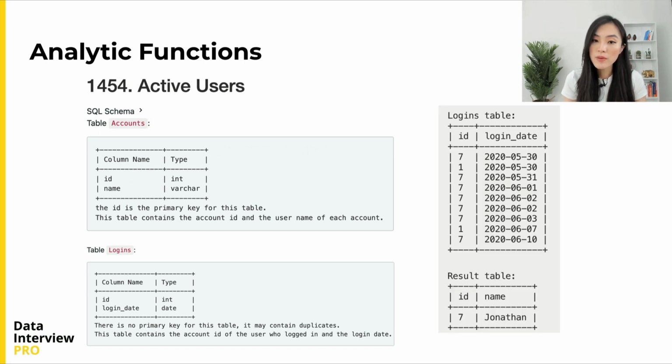Here is a sample input and output. We have the login table with user ID 1 and 7. So only the user with ID 7 is an active user based on the definition, because this user logs in 5 consecutive days. Then we can output the user ID and their name.